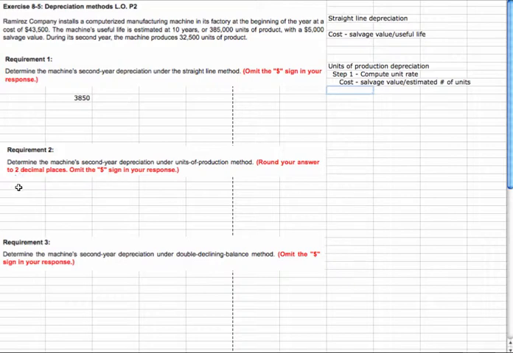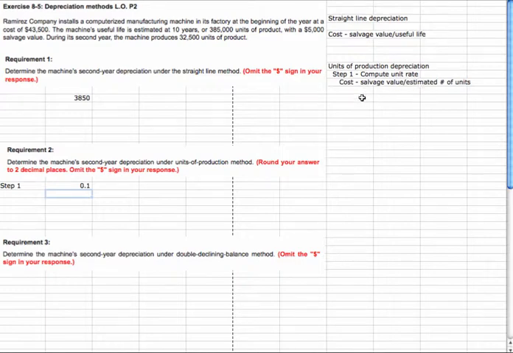Okay, so what we can do here, let's say step 1, we could create a formula that says take my cost, which is the $43,500, minus the salvage value of $5,000, divided by the estimated number of units, which was 385,000 units. And what I get is that it'll basically cost us 10 cents per unit.